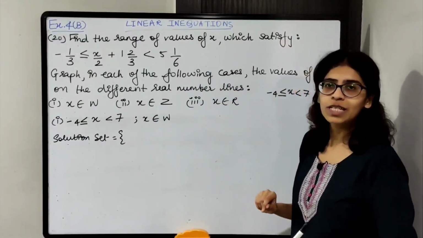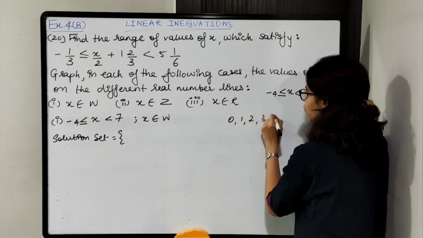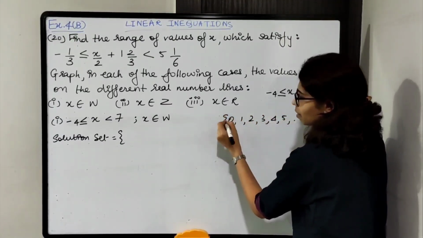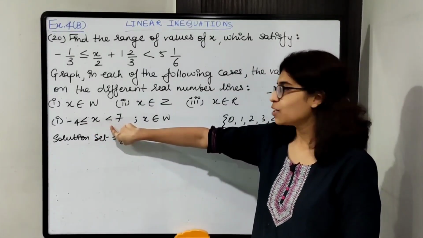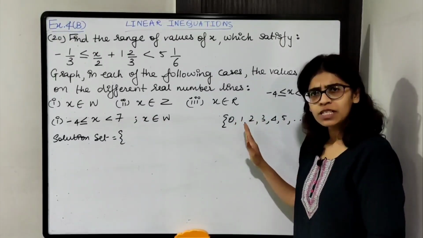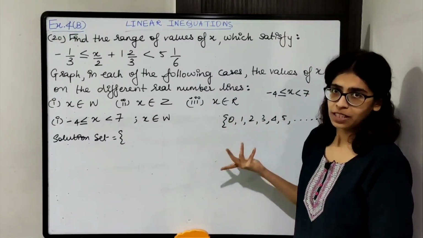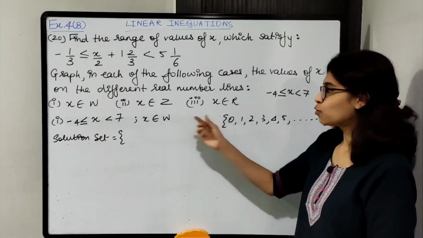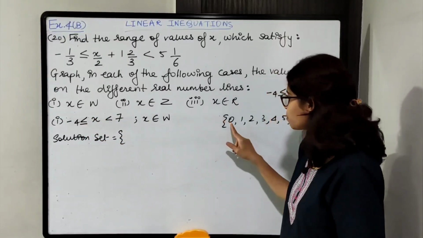Now whole numbers start from 0. 0, 1, 2, 3, 4, 5 and so on. And what is the range of x? Minus 4 to 7. So are negative numbers there in the set of whole numbers? No. So negative numbers will not be there, and we can start from 0 directly. So minus 4, minus 3, minus 2, minus 1 will not be included. We will start from 0.